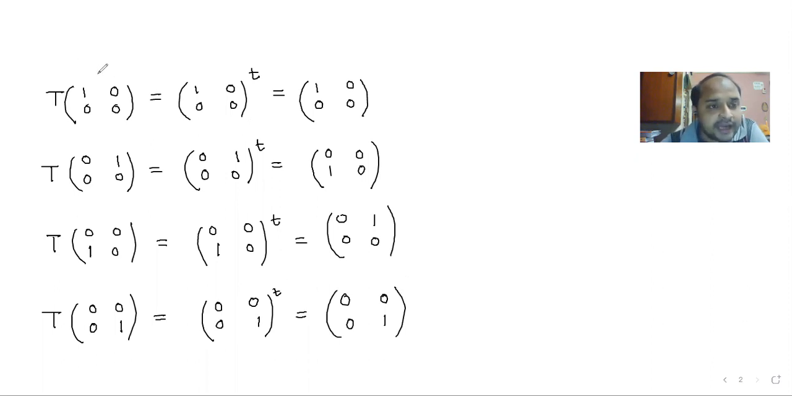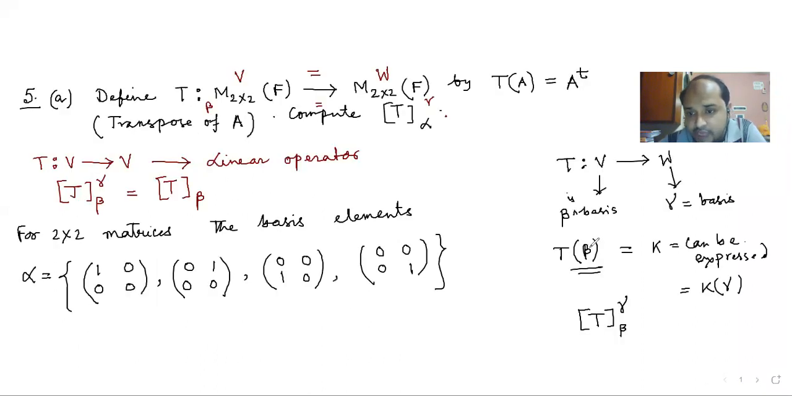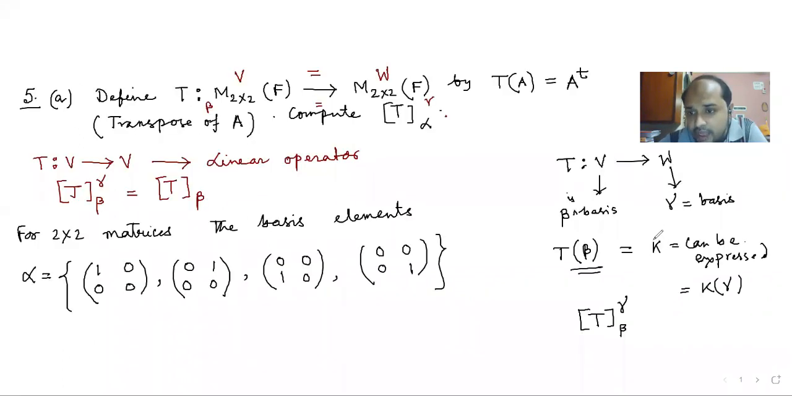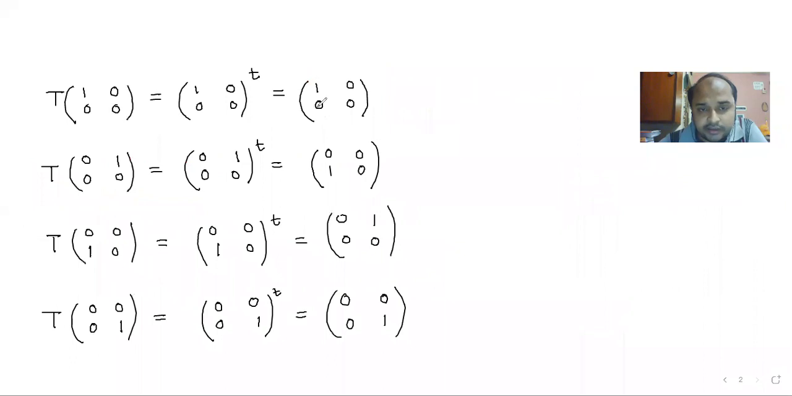Now we have applied the transformation. As I told you, we have to apply the transformation on the basis elements, so I have applied the transformation on all the basis elements. After that, we get K, some outcome. So here we have got the outcome. Here K is this one. This matrix is a K, this matrix is a K, this matrix is a K, this matrix is a K.